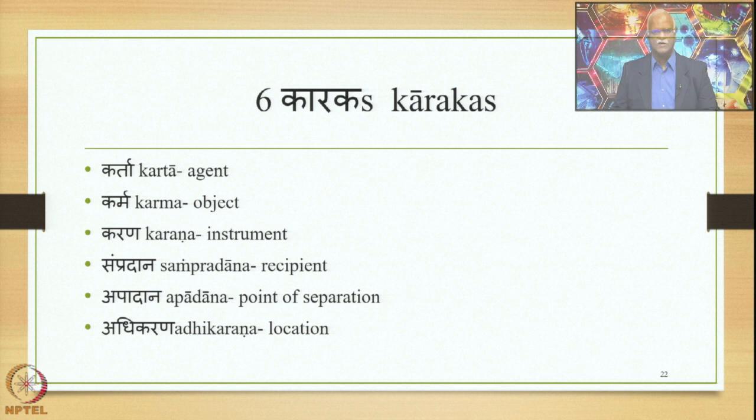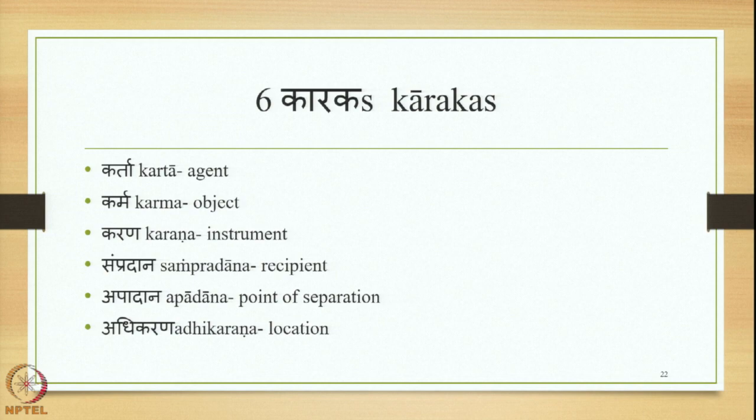Now here are the 6 karakas which we shall study in detail. Karta, agent; karma, object; karana, instrument; sampradana, recipient; apadana, point of separation; and adhikarana, location. These are the 6 karakas which are the meanings of the sup suffixes as well as the tin suffixes, and also other suffixes which are added after the verbal roots other than tins. We shall study these six karakas one by one in the next lecture.